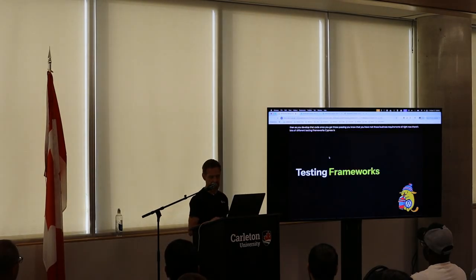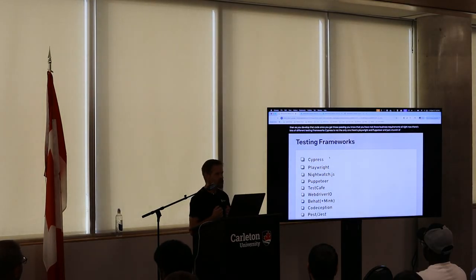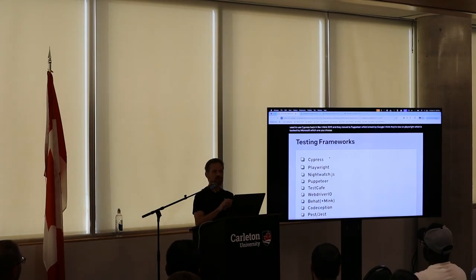All right, now there's lots of different testing frameworks. Cypress is not the only one. There's Playwright and Puppeteer and just a bunch of them, right? Gutenberg used to use Cypress back in, I think, 2019. Then they moved to Puppeteer, which is backed by Google. I think they're now on Playwright, which is backed by Microsoft. Which one you choose is fine. The concepts, the ideas we're going to talk about go across all of them. Just the specifics and how you set up the test are going to be different.